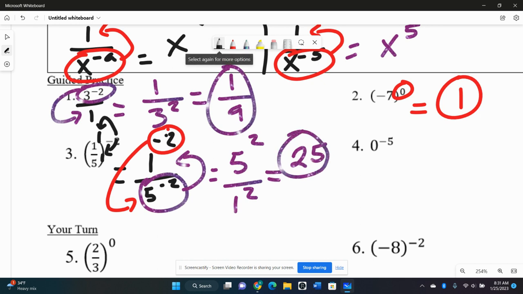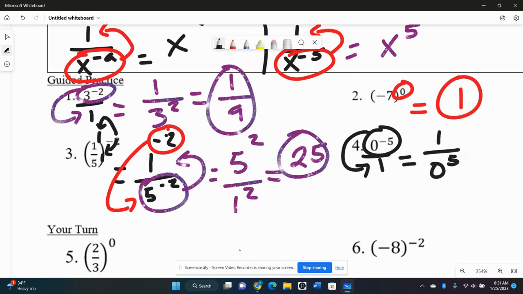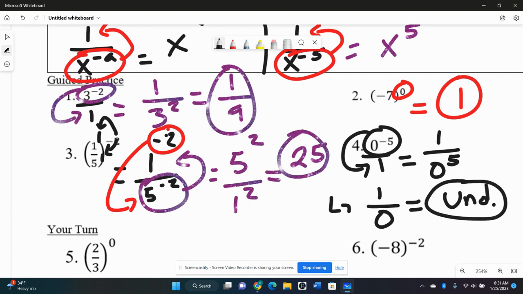Lastly, on number 4, 0 to the power of negative 5. Oh, I see my negative exponent. What does that mean? I have to flip. So I have 1 over 0 to the 5th. What is 0 to the 5th? Well, 0 times 0 times 0 times 0 times 0, that's just 0. We're not allowed to have 0 on the bottom, so this one ends up being undefined.